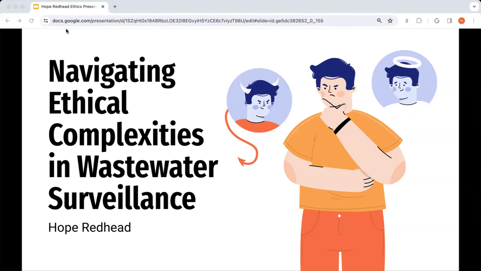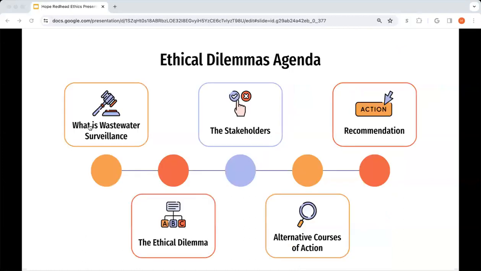So today we'll be highlighting the challenges of balancing public health benefits and individual privacy concerns in wastewater surveillance. So this is our agenda for today. We'll be discussing these five major topics, starting off with what is wastewater surveillance?